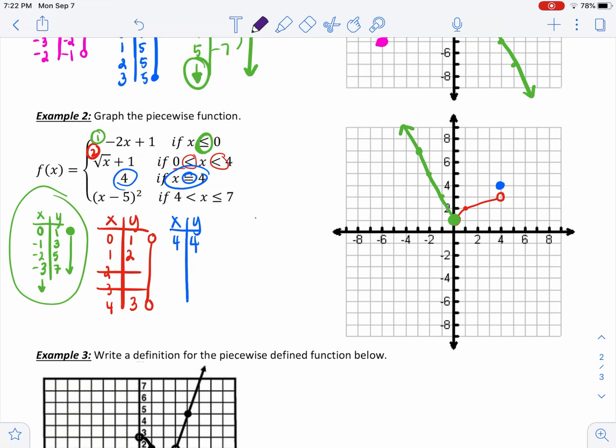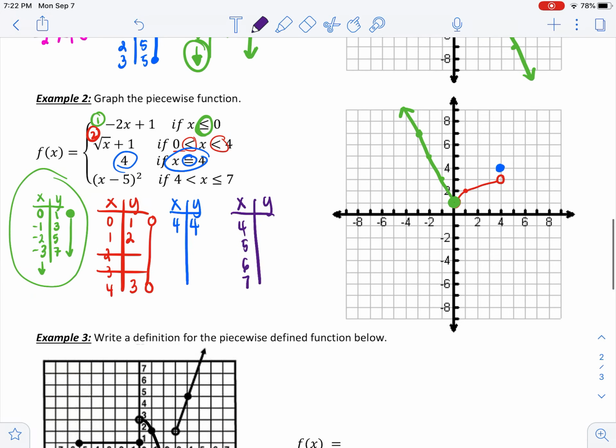All right. Last one, table of values, x, y. Look to see what I'm plugging in. I'm plugging in 4, 5, 6, and 7. If you want to even see ahead of time, 4 is going to be an open point. 7 is going to be a closed one. I'm going to connect them with either a curve or a straight line, and I look, it's a curve.